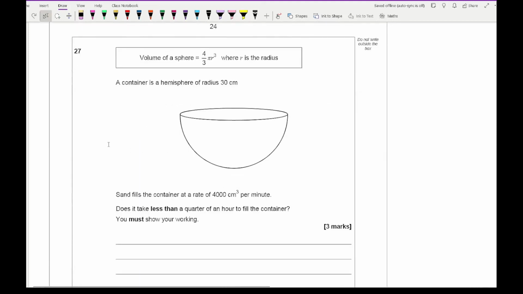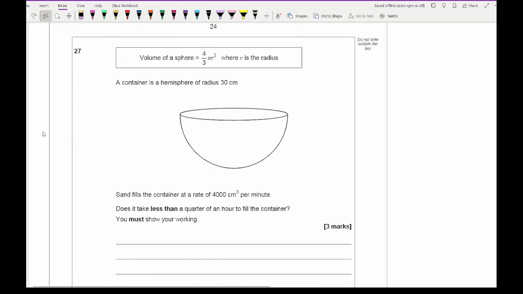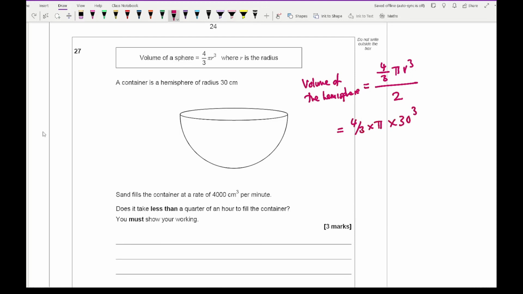Then moving on to question 27, it says the volume of a sphere is 4/3 pi r cubed, where r is the radius. A container is a hemisphere, radius of 30 centimeters. Sand fills the container at a rate of 40,000 centimeter cubes per minute. Does it take less than a quarter of an hour to fill the container? So the first thing we need to do is work out the volume of the hemisphere. The volume of a full sphere is 4/3 pi r cubed, but as it's a hemisphere, we need to divide that by 2. So on my calculator, I'm going to do 4/3 times pi times 30 cubed, all divided by 2. And the answer I should get is 18,000 pi.